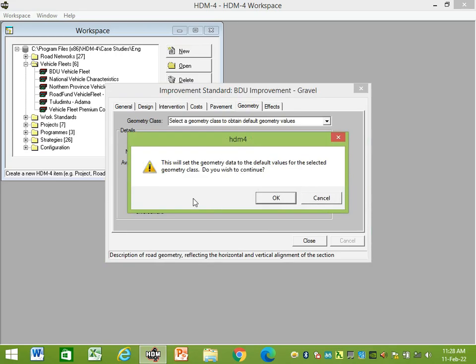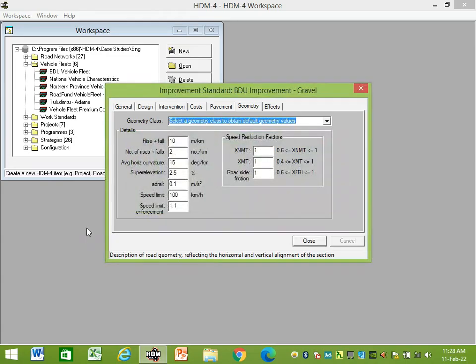This will set the geometry data to the default values for a selected geometry class if you wish to continue. Okay? But these things have changed. It was empty before, but now they have changed. So rise and fall is 10, number of rise and falls 2, average horizontal curvature is 15, super elevation is 2.5. ADRL, I don't know that. Speed limit, let's take it 80.